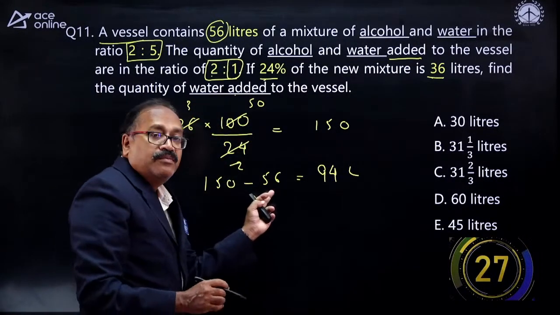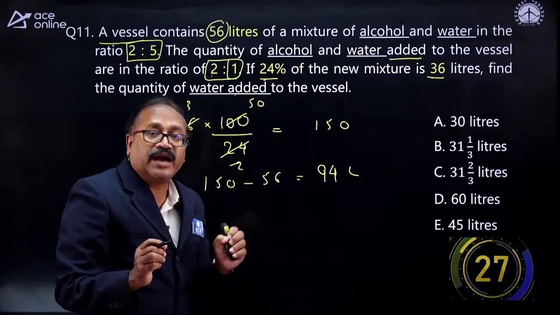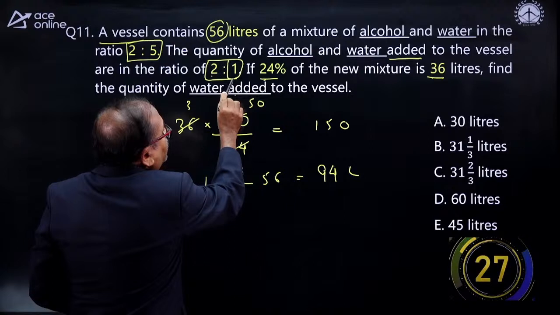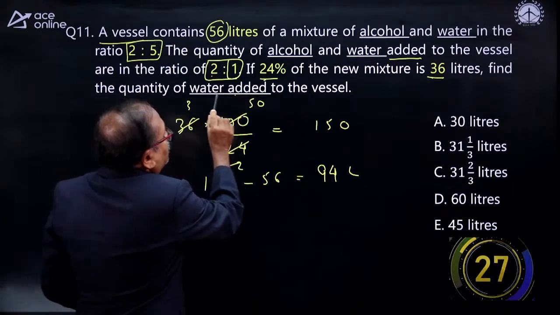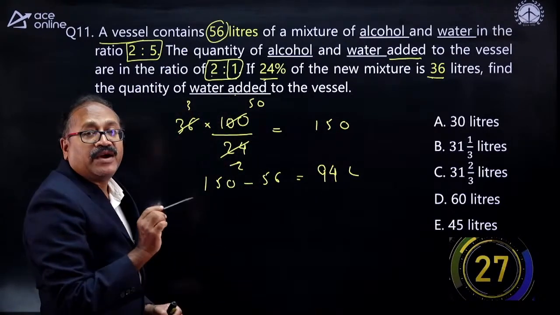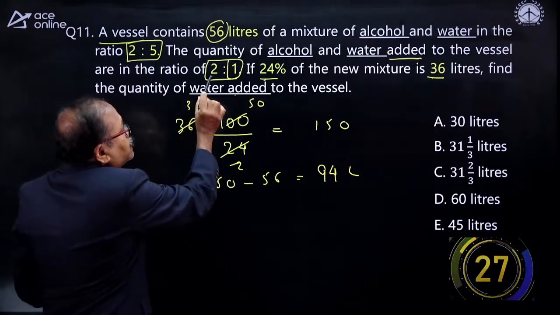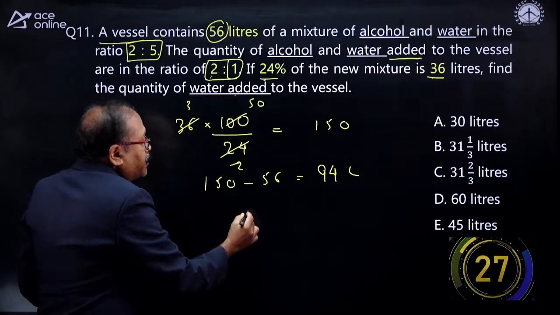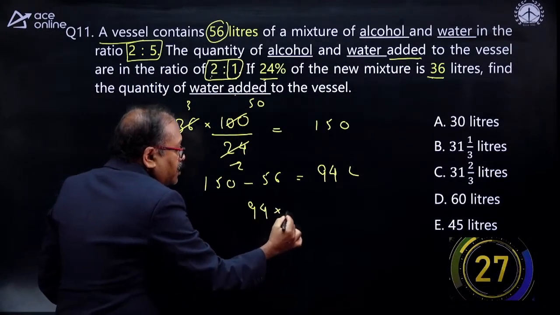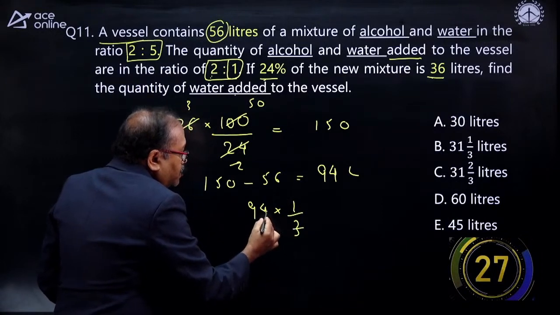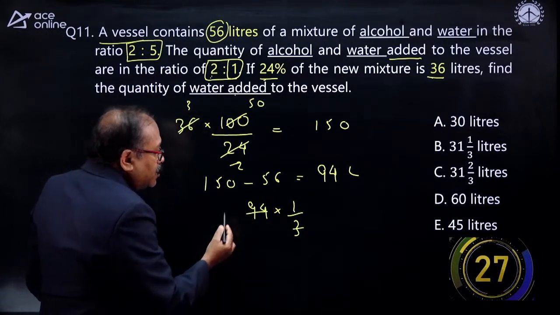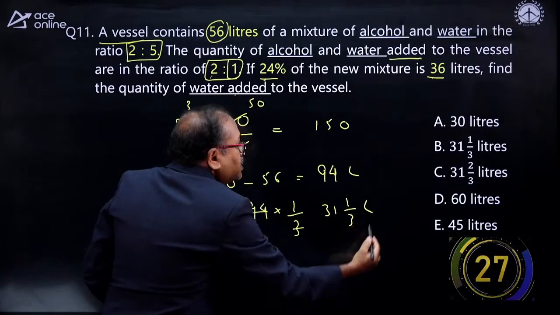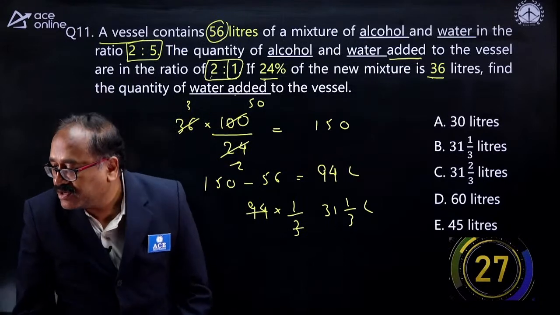This is total minus the old mixture, which is the added mixture. Now you are asked how much water is added. This is the question: find the water added to the vessel. The added mixture is 94, and the total parts are 2 plus 1, 3 parts. So I need to find out one part. Let's take 94 into 1 over 3. That is 31 and 1 by 3 liters.